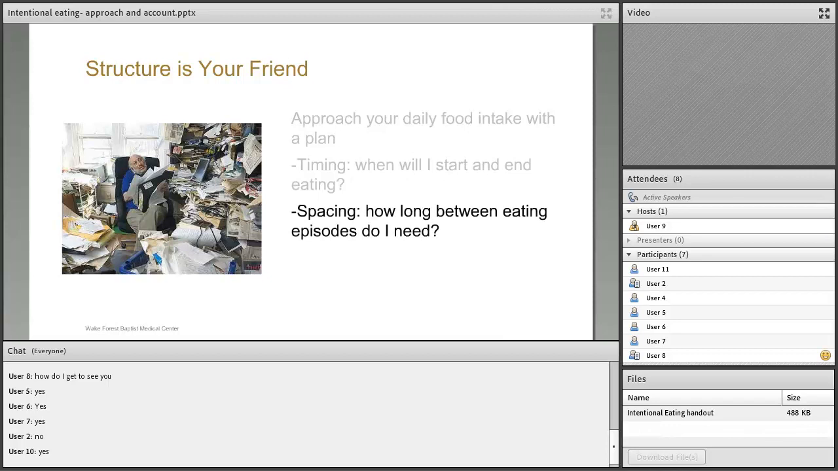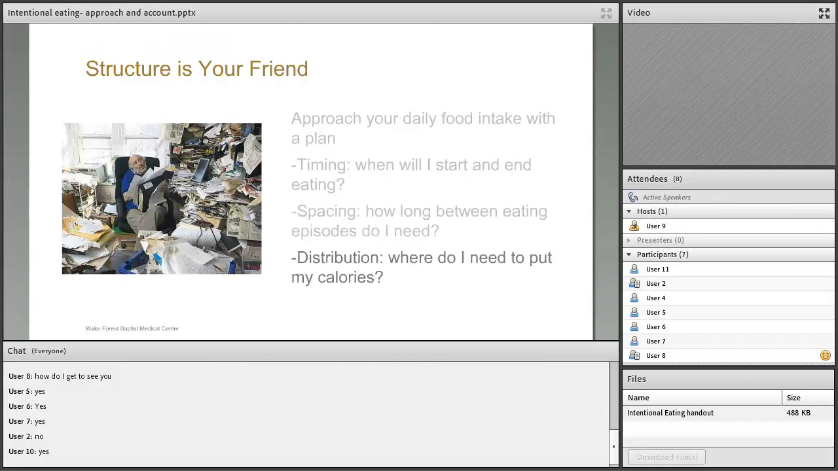How long do I need between eating episodes? Most of our patients, we tend to recommend about 3 hours, but that varies by person. And it may vary by how busy you are in a given day or how active you are. But for most people, about 3 hours is a reasonable amount of time.